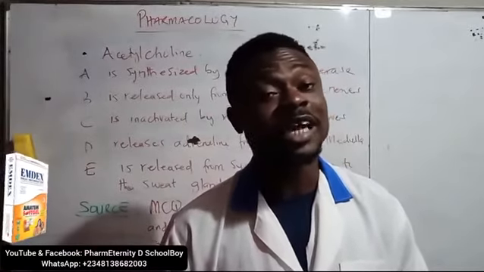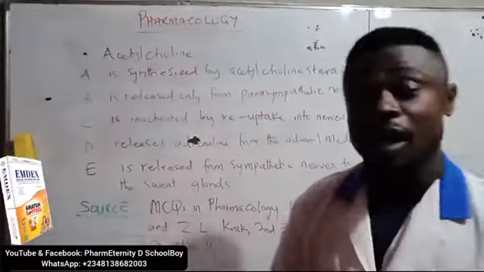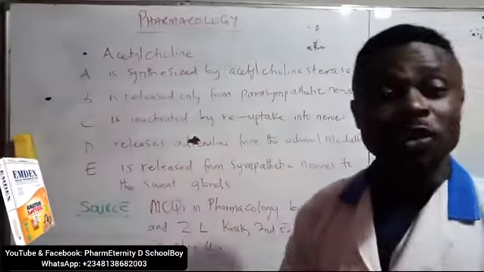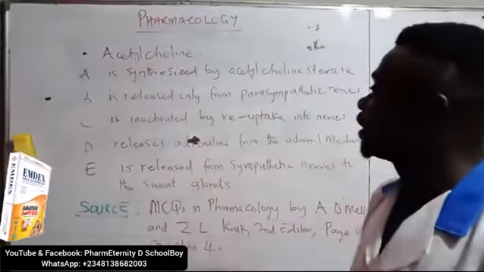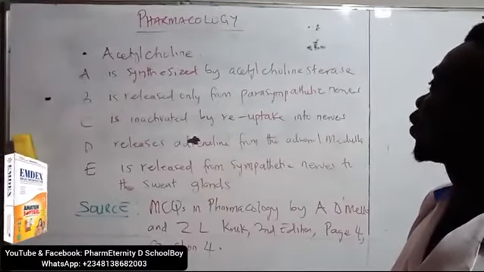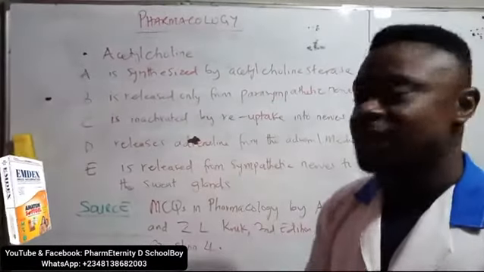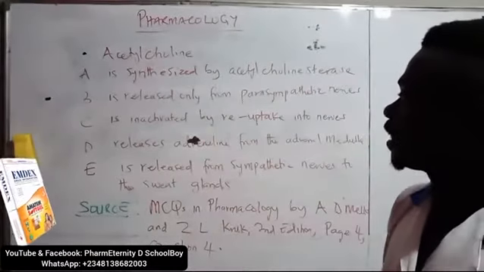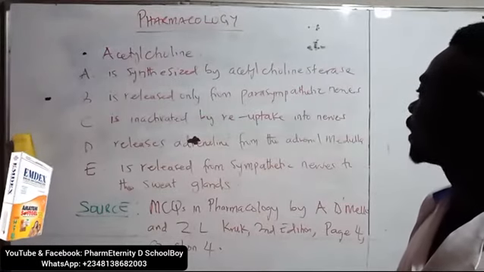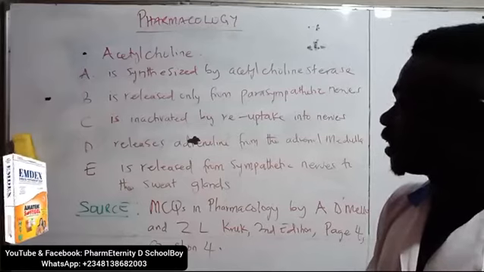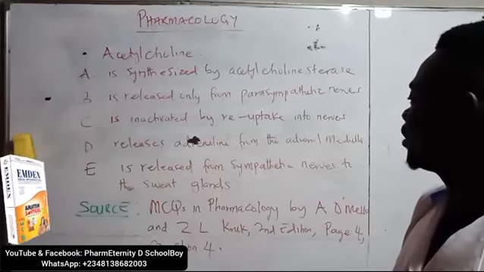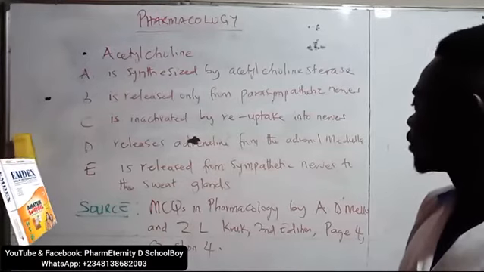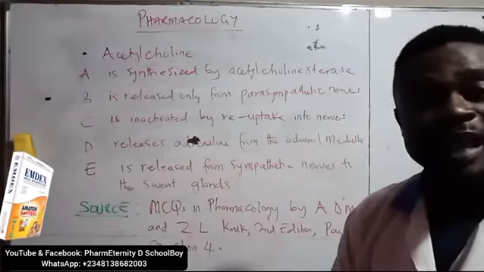Today we are going to take a look at pharmacology, and we have a question on the board. The question says, acetylcholine: A, is synthesized by acetylcholinesterase. B, is released only from parasympathetic nerves. C, is inactivated by reuptake into nerves. D, releases adrenaline from the adrenal medulla. E, is released from sympathetic nerves to the sweat glands.